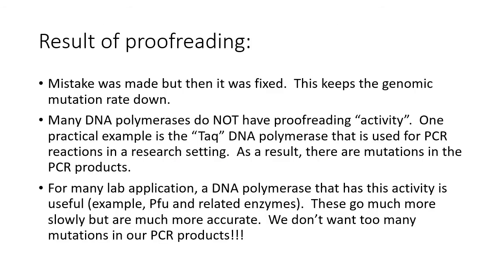Okay, so the importance of this, it keeps the genomic mutation rate down. Many DNA polymerases do not have proofreading activity. One important example for people that work in labs is that the Taq DNA polymerase that's used for PCR reactions does not actually have proofreading activity. And as a result, when you get PCR products, there are mutations in them. So for a lot of applications, we choose a DNA polymerase that does have proofreading activity, so there won't be quite so many mutations in the PCR product. Sometimes that's more important than others. It's much slower, but it's much more accurate.